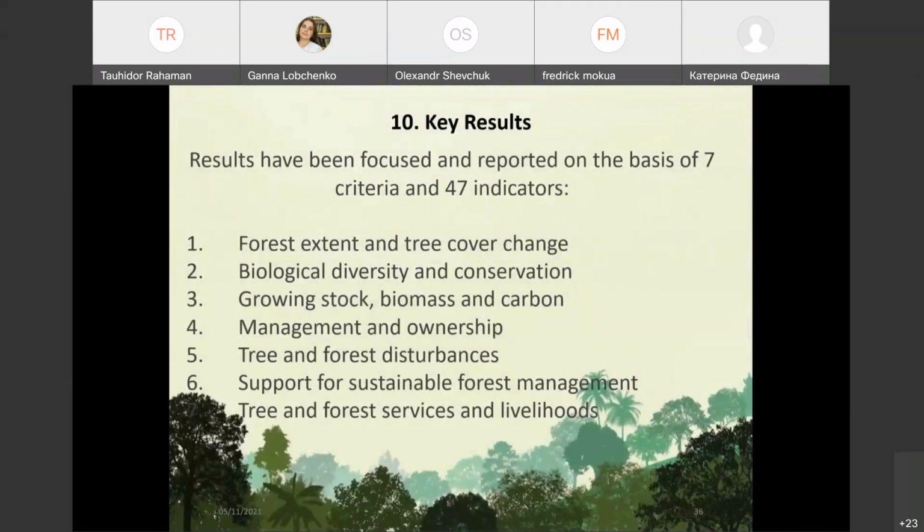So the key results: our BFI result is reported on the basis of 7 criteria and 47 indicators. Those 7 criteria are forest extent and tree cover, biological diversity and conservation, growing stock, biomass and carbon, management and ownership, tree and forest disturbance, support for sustainable forest management, and trees and forests for livelihood.